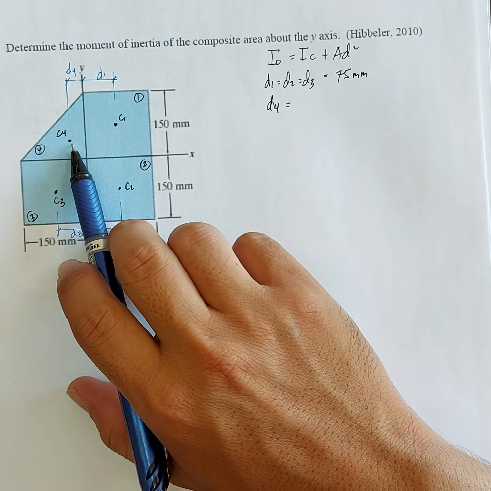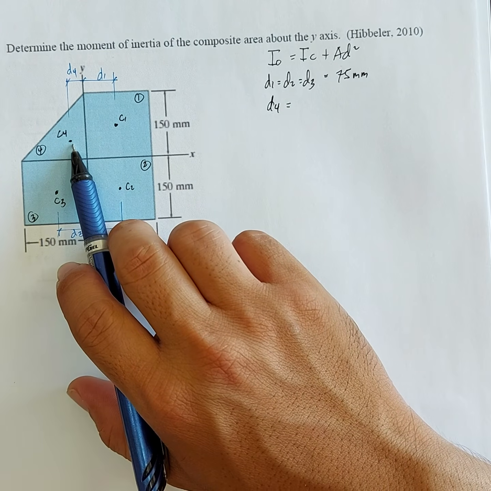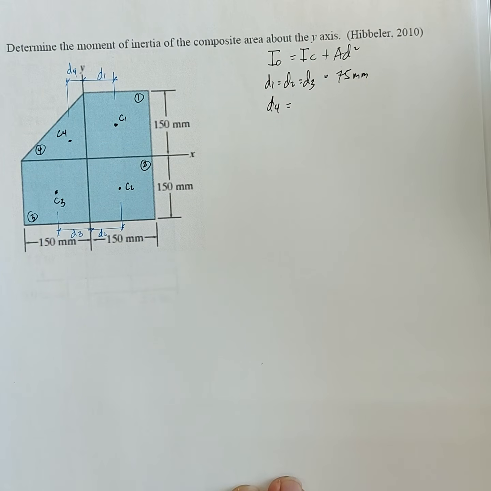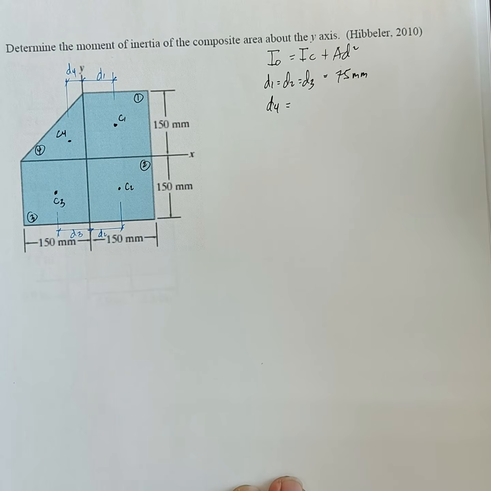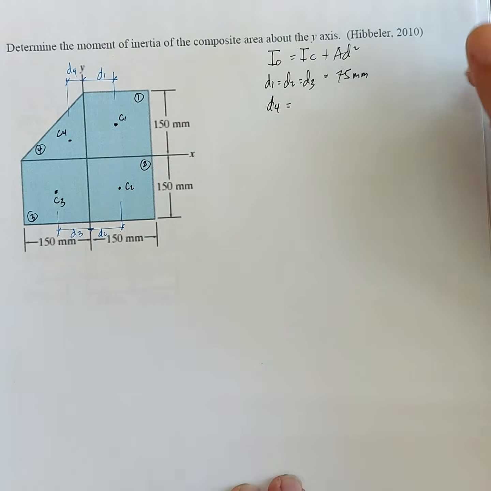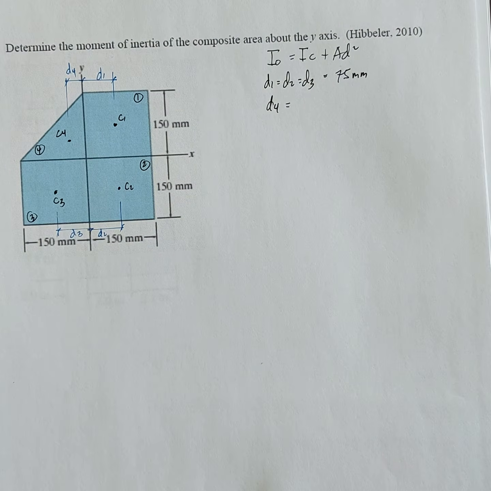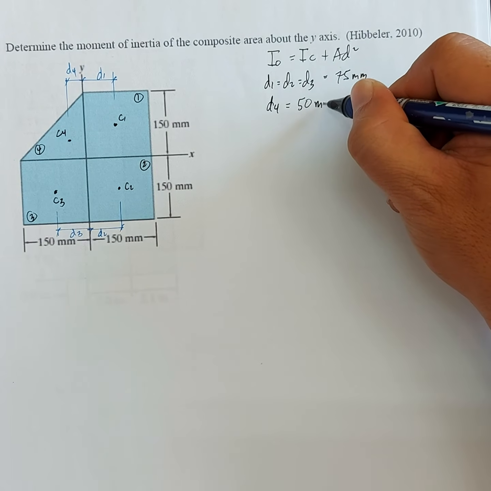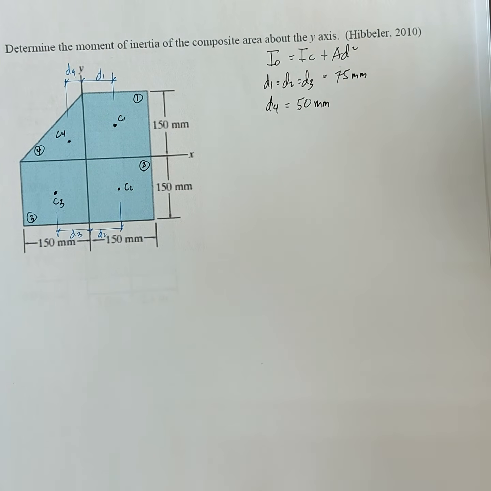D4, distance ng centroid ng section 4 from the y-axis. So anong ilan yan? Yung distance na yan. So ilan yung distance na yan? That is 1/3 of 150. So ilan yung 1/3 ng 150 divided by 3? That is 50 millimeters now. Okay, so we're good.